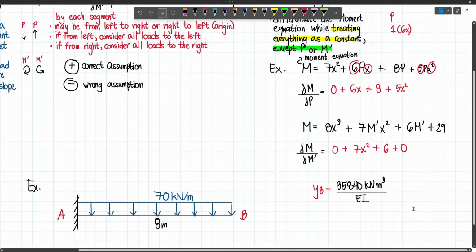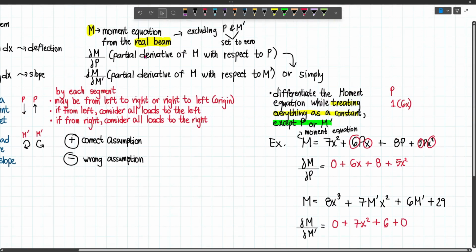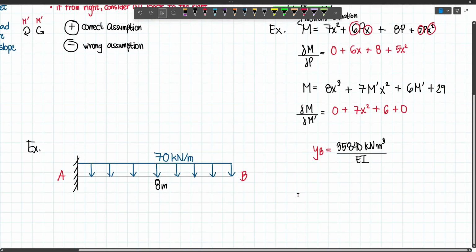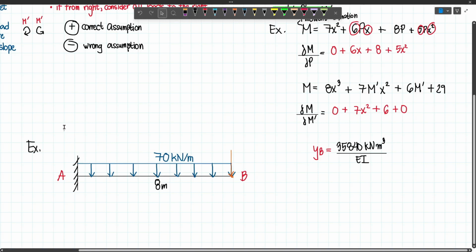Now, let's try to solve the same problem doon sa virtual work method, and then let's try to apply Castigliano's theorem. Now, instead of drawing a virtual system, we will simply add a load P dito. So, again, the question for this one is to compute for the maximum deflection. Now, this was the answer that we obtained from the virtual work method. So, let's try to verify if ito yung makukuha natin dito sa Castigliano's theorem.